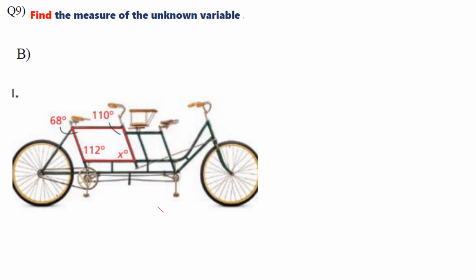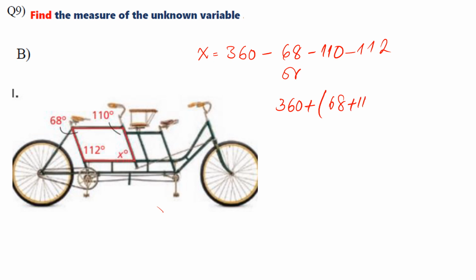It seems to me a polygon, but a parallelogram, but according to the figures which they are giving me, it is not an exact parallelogram, because the angles are not congruent to each other. I will use my same method. It means x equals 360 minus 68 minus 110 minus 112. Or, as I told you, we can write it as 360 minus the sum of 68 plus 110 plus 112.